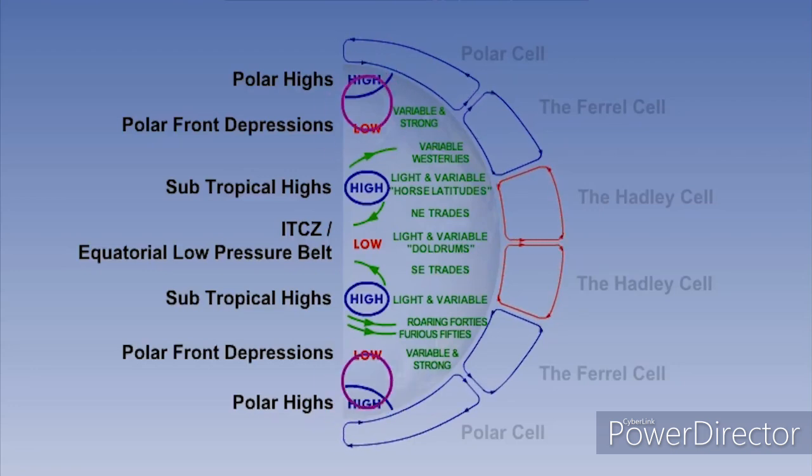Next we will look at the surface winds between the polar front depressions and polar highs. Looking at the side view, we can again see airflow from the high to the low. But like before, very little air flows in this manner. Again, there is deflection from the Coriolis effect, and the resulting wind will be easterly in this area.